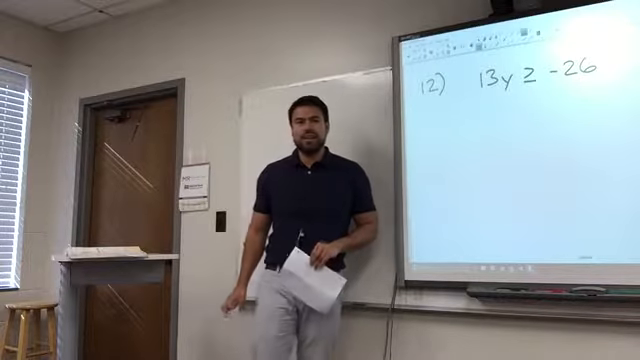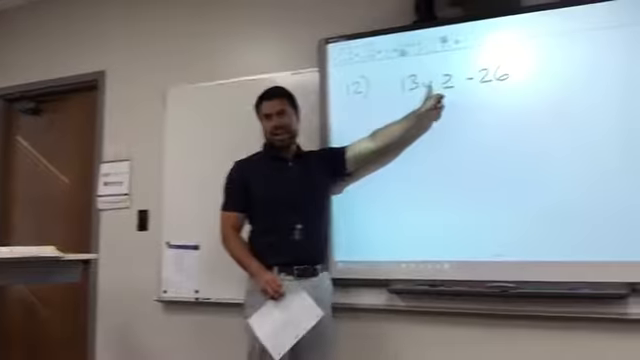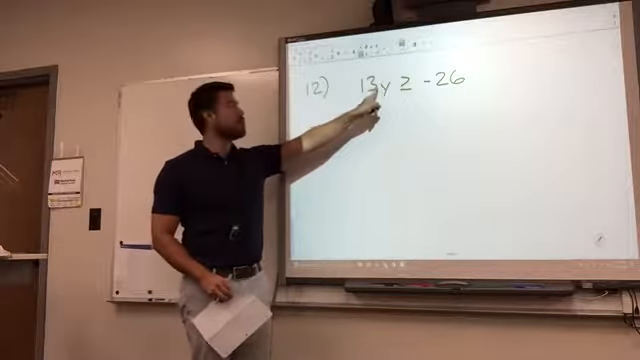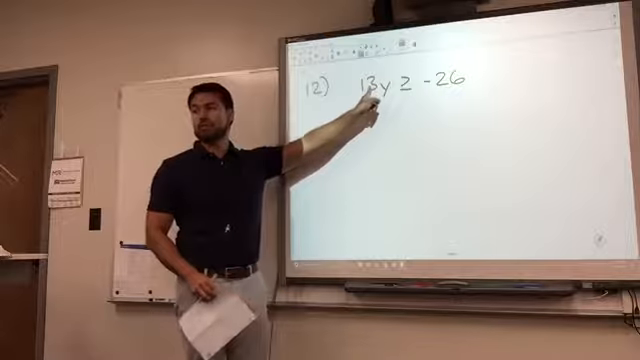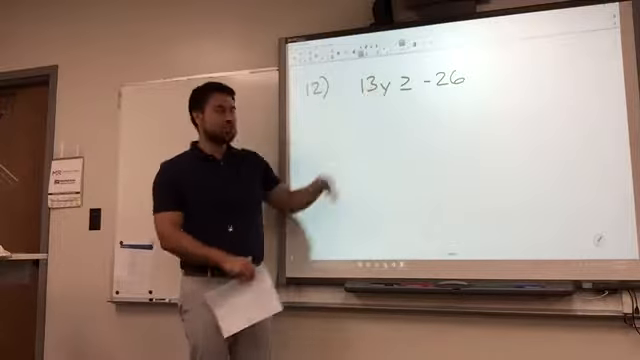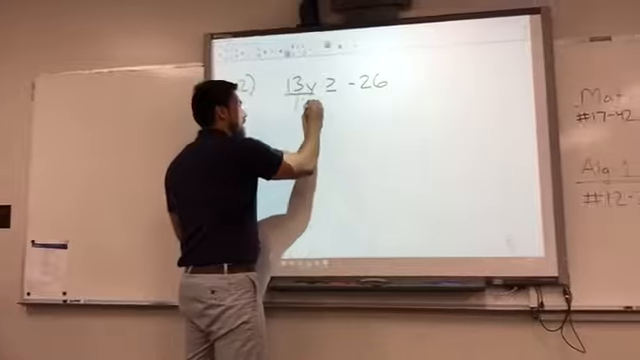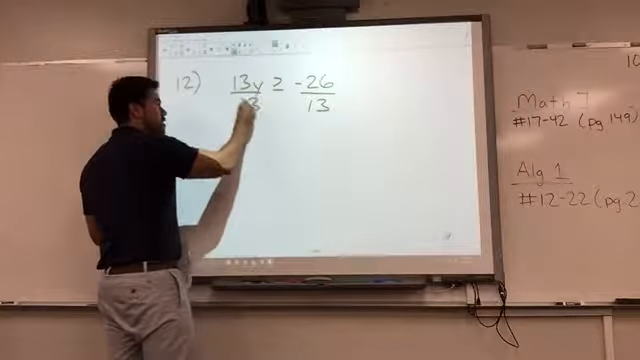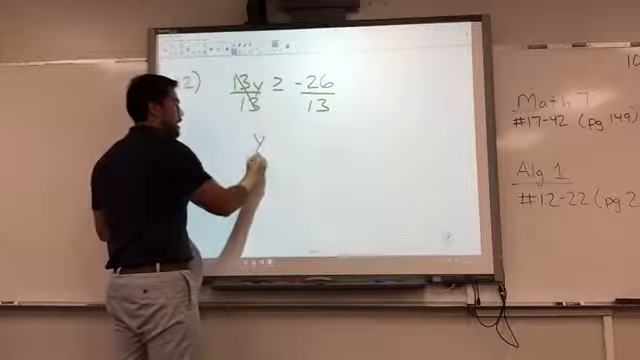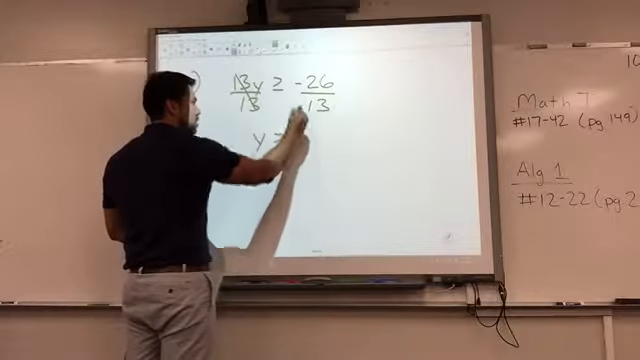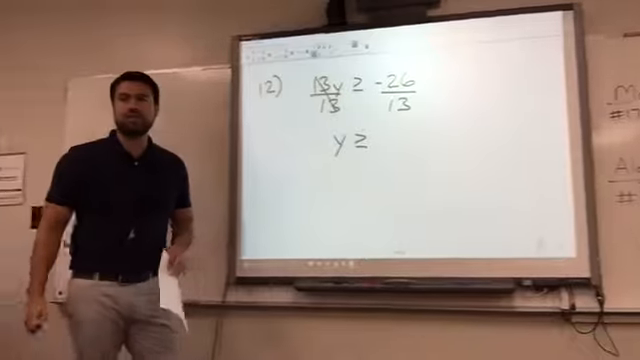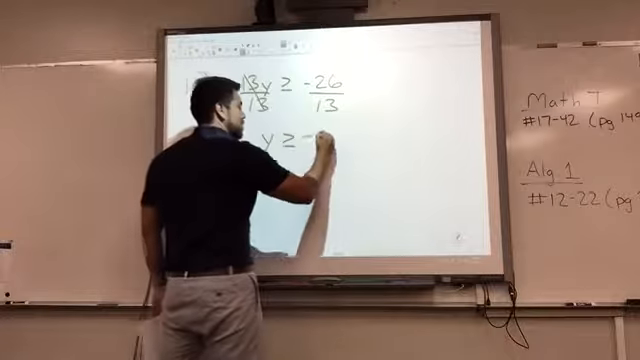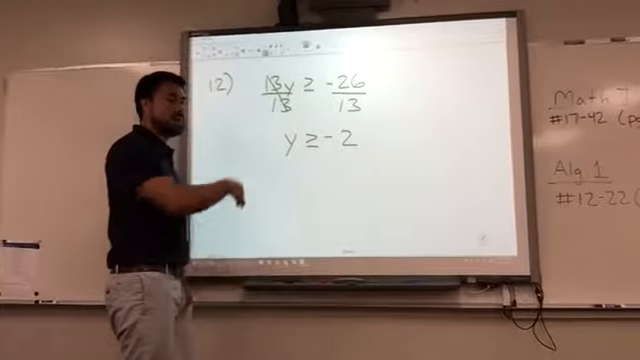All right. Find the variable. Got it. What's happening to the variable? It's being multiplied by 13. What undoes multiplication by 13? Division by 13. So I divide both sides by 13. 13y divided by 13 is y. Greater than or equal to, what's -26 divided by 13? Josie? -2. Good. So -2, that's my inequality.